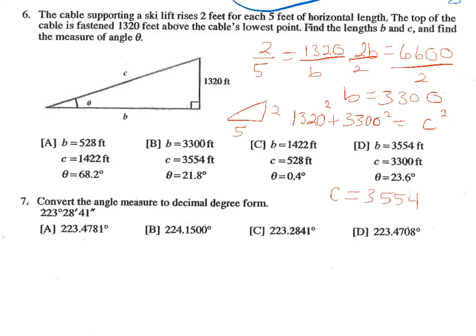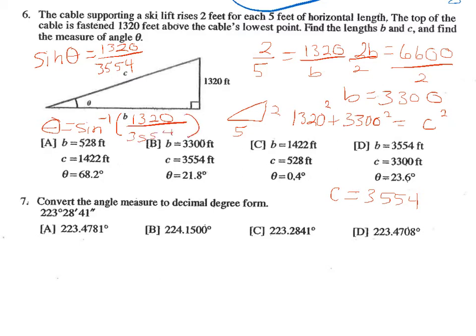And then to find our angle theta, we have a lot of options that we can use since we know the values of the three sides. We can say that the sine of theta equals 1,320 over 3,554. And then if we took the inverse sine, we would end up with our angle theta. So just matching with what we know, it would have to be choice B.